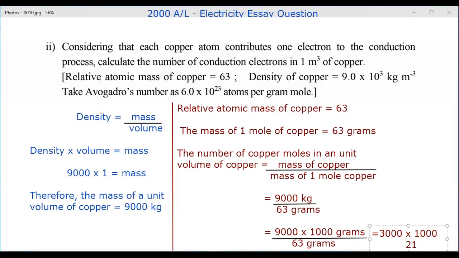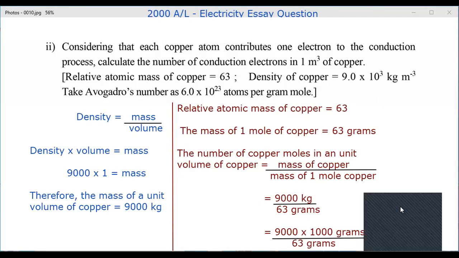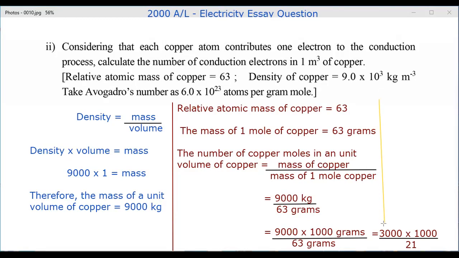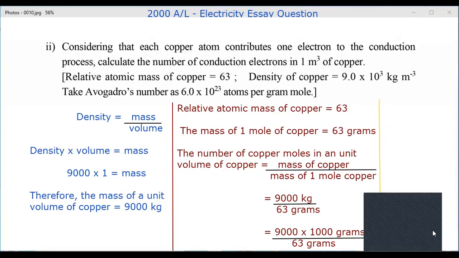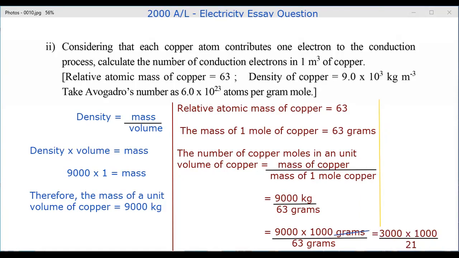Can you see these numbers that are written? 9000 into 1000 divided by 63. Just tell me yes or no. Yes, sir. Then, is it clear for you that we are able to divide 63 and 9000 by the number 3? Is it possible for us to divide or not? Possible, sir. So we divide 9000 by 3 and get 3000. We divide 63 by 3 and get 21. Grams cancel out.